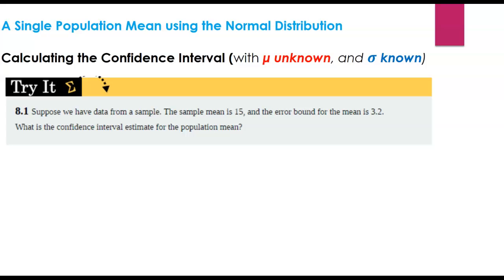8.1. Suppose we have data from a sample. The sample mean is 15 and the error bound for the mean is 3.2. What is the confidence interval estimate for this population mean?